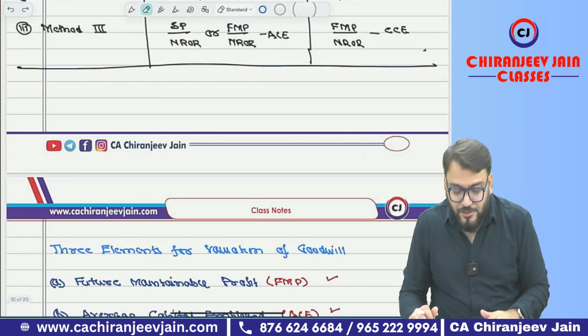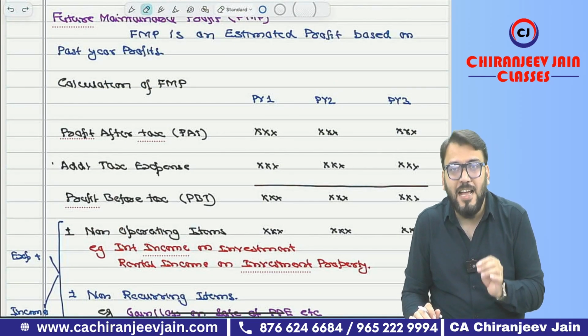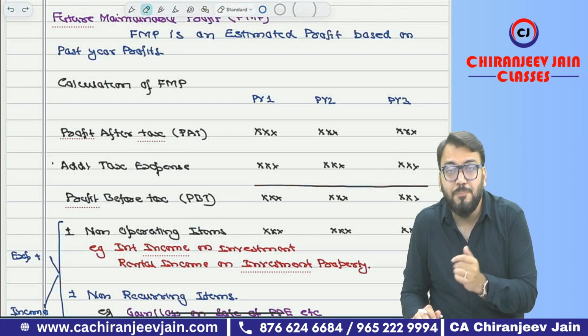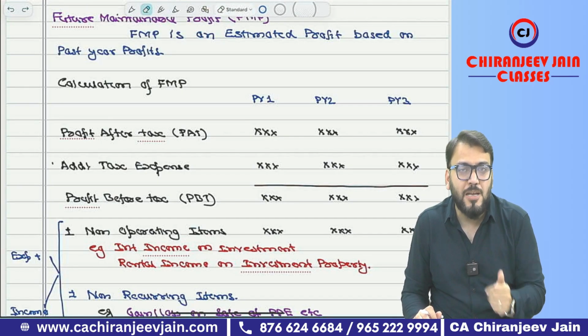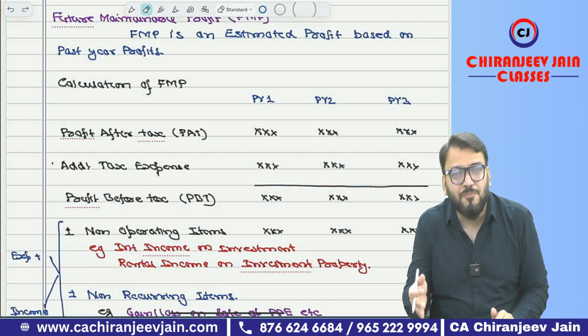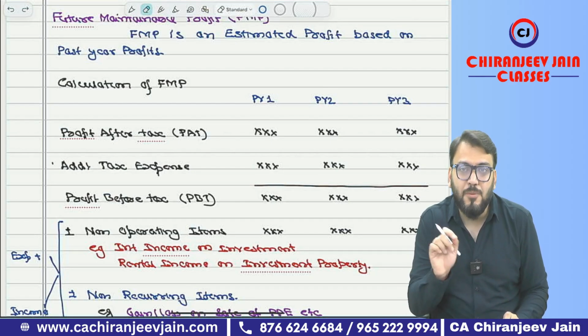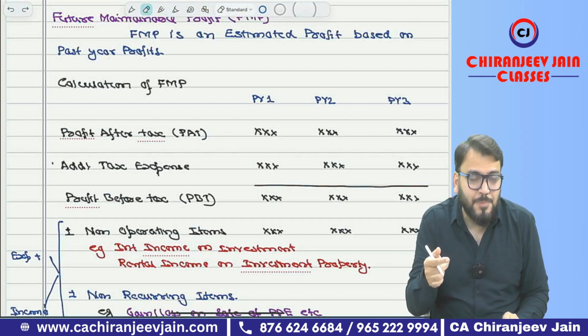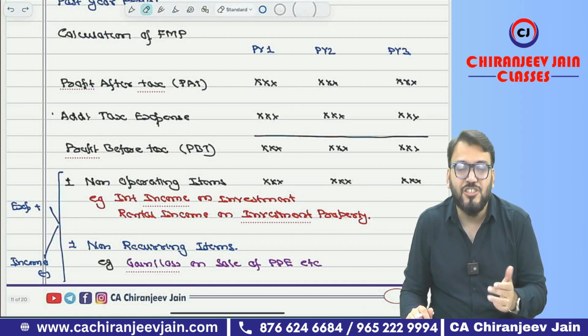Then we have also understood how to calculate FMP. To calculate FMP, I said it is an estimated future profit based on past year profit. In your question, they will give you some past year profit. Suppose they have given profit after tax of some few past years. It can be 3 years. So we write down profit after tax. We'll add tax expense and we'll get PBT. Then we'll do some adjustments to find out adjusted profit.